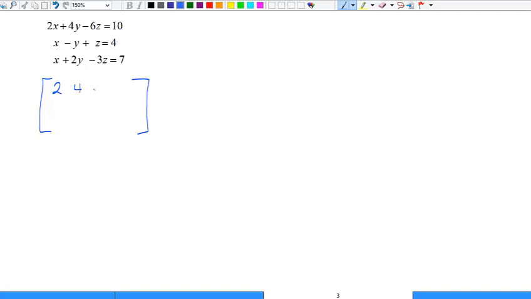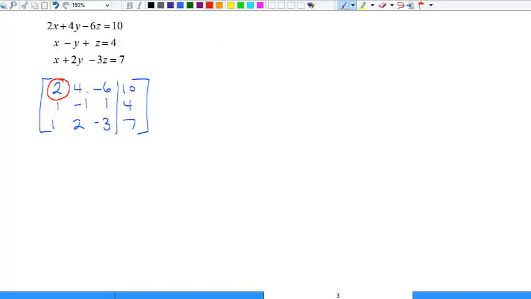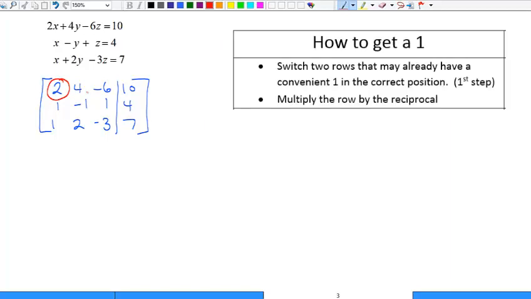So we have our augmented matrix, which in this case is going to be 2, 4, negative 6, 10; 1, negative 1, 1, and 4; 1, 2, negative 3, and 7. So my first step is to try to get a 1 in the upper left-hand corner. One easy way of doing this is to switch two rows that already have a convenient 1 in the right position. So I am going to just take row 1 and interchange it with row 2.